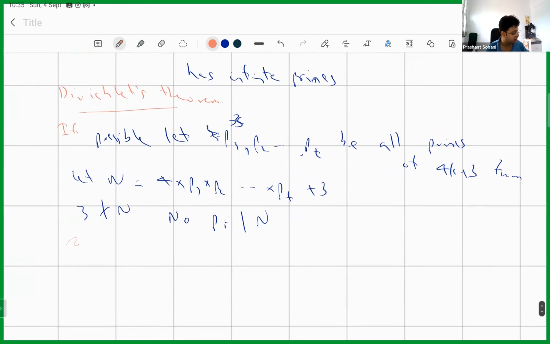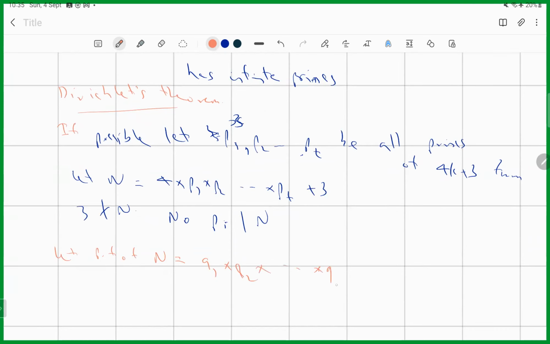So let the prime factorization of n be q1 times q2 times up to some qj, where q1, q2, and so on are all prime numbers. Okay.